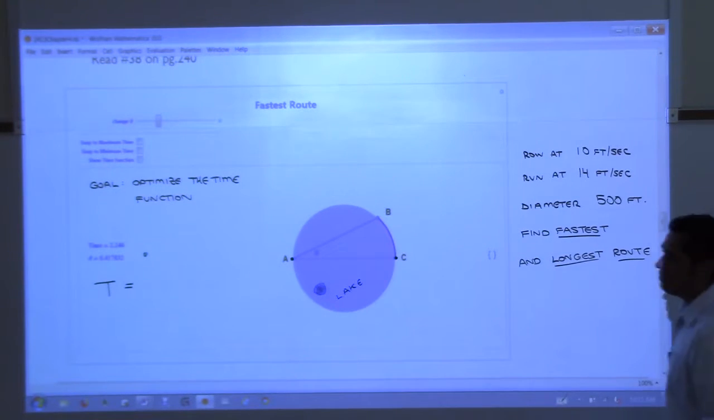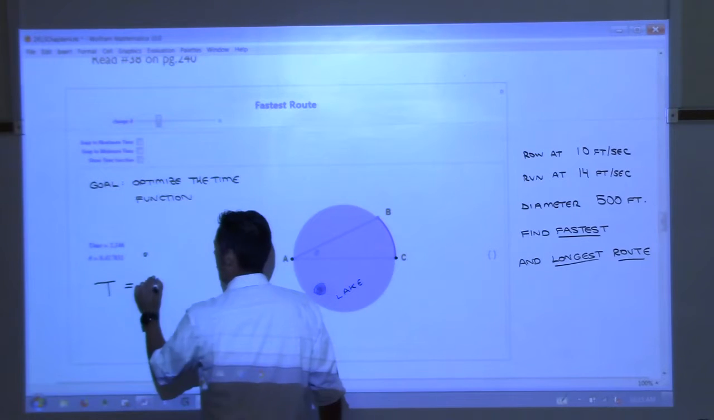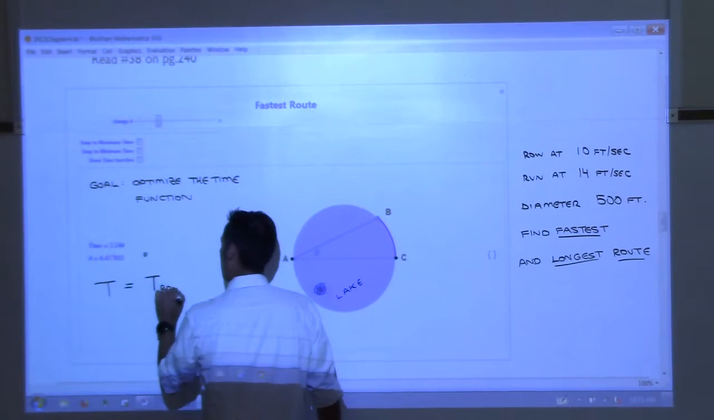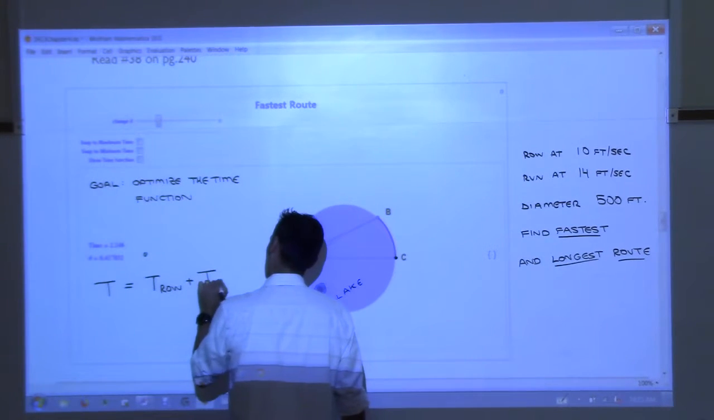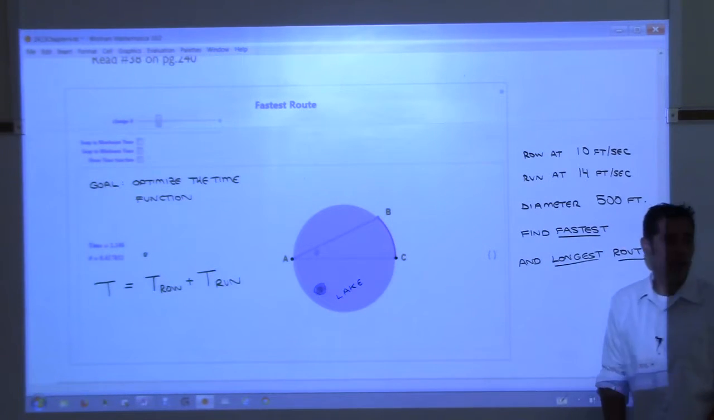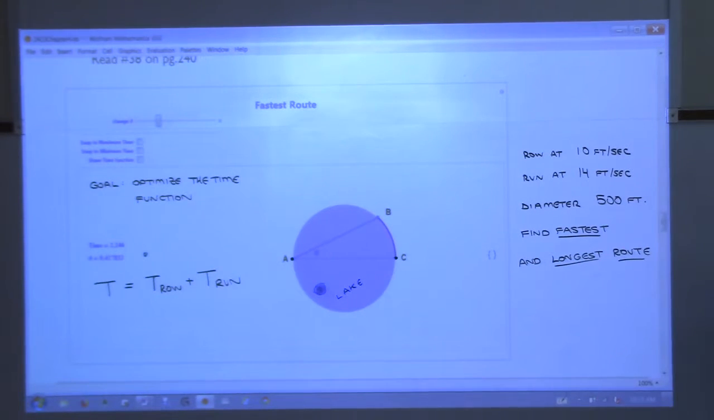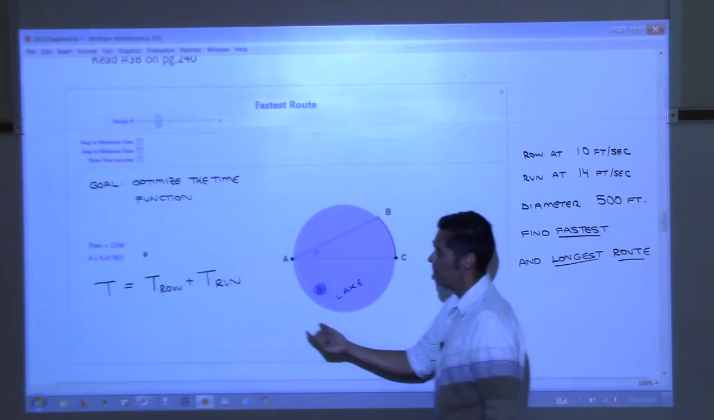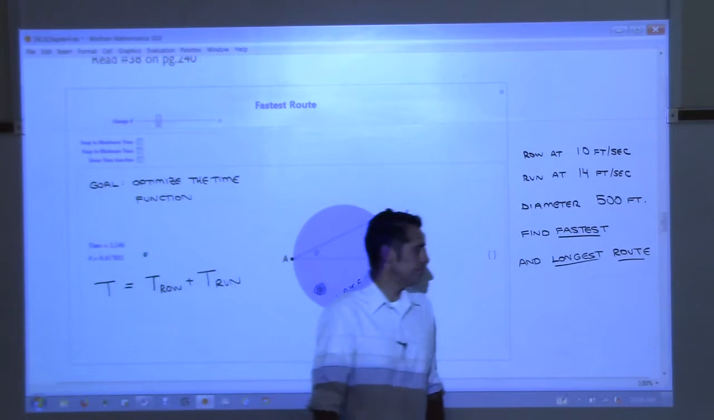Well, let's break it down. Isn't this going to be just the time it takes to row plus the time it takes to run? Whatever those are, right? I may not run at all, so there'll be maybe 0 for time running, and I may not row at all, so there may be no time here, right?